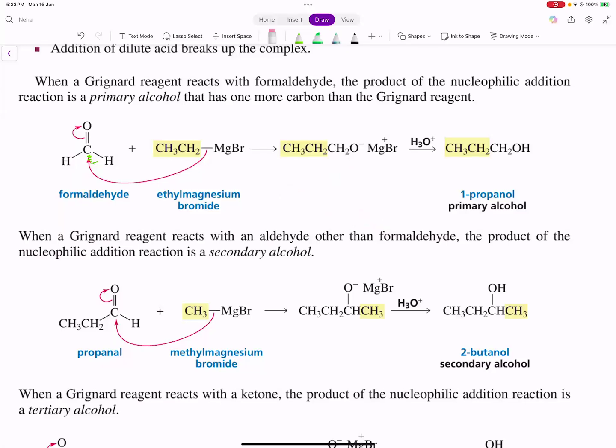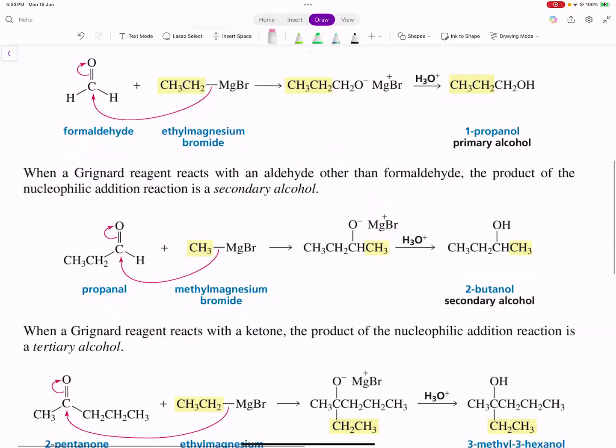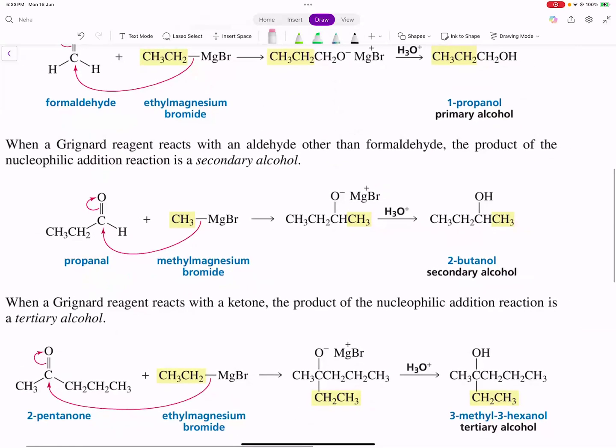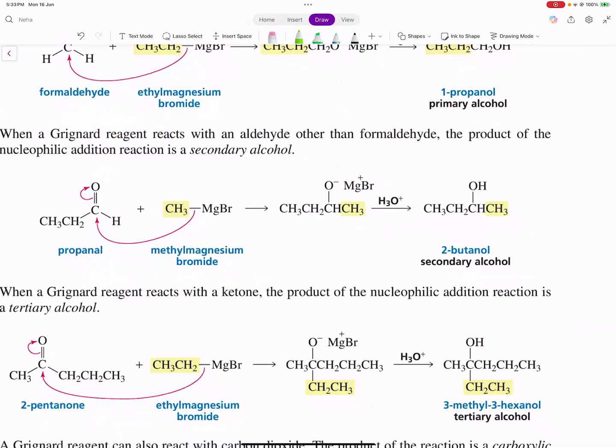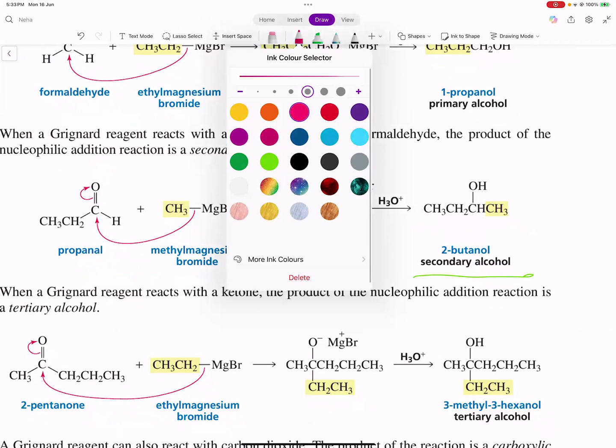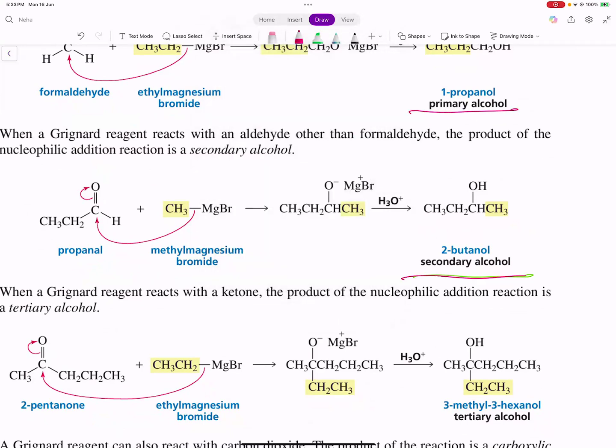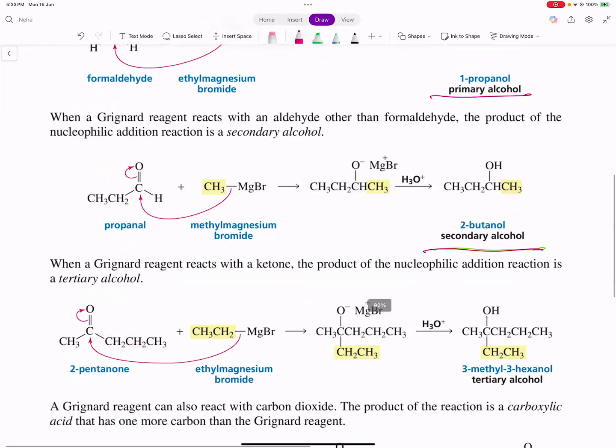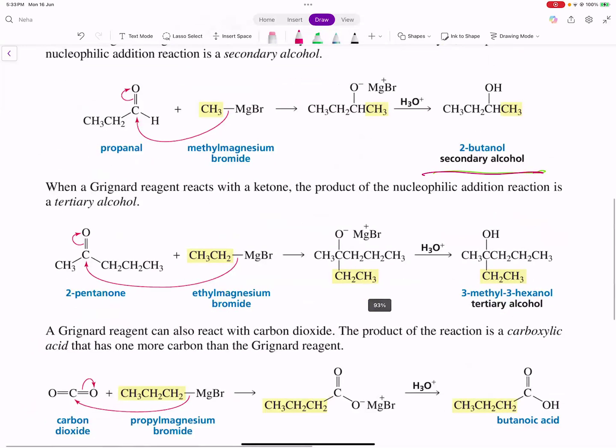So it will be a primary alcohol if it is formaldehyde, because obviously, right? If it is an aldehyde, then obviously the carbon which is connected to OH will have two alkyl groups. So it will be a secondary alcohol. See, it will be primary, it will be secondary. And finally, if it is a ketone, we'll get a tertiary alcohol.